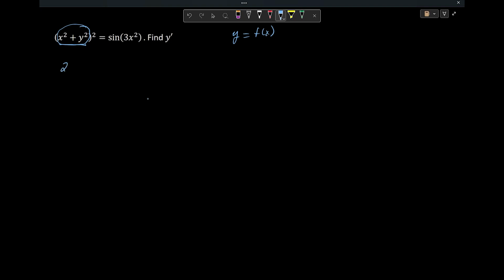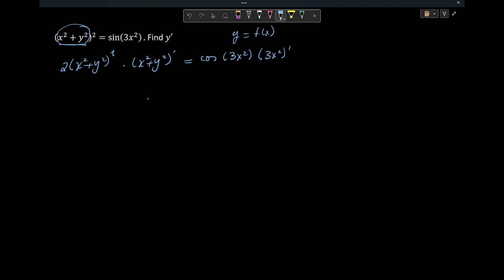So we have a 2 (x squared plus y squared) to the 1 power, right? We reduce the power by 1 times the derivative of that thing that was raised to the power, right? Equals, on the right side, I have sine of 3x squared, sine of a function of x. So the derivative is the cosine of 3x squared times the derivative of 3x squared. It's regular chain rule.